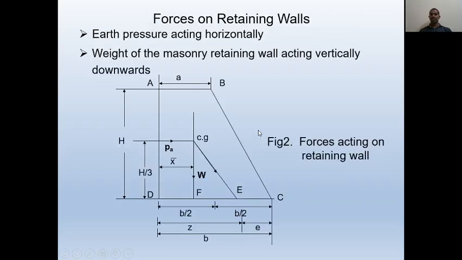So these are the major forces. You can see in this diagram, capital A, B, C, D is a profile of a retaining wall, edges of a retaining wall, while small a is the top width of the retaining wall, and small b is the base of the retaining wall. Capital H is the overall height of the retaining wall.